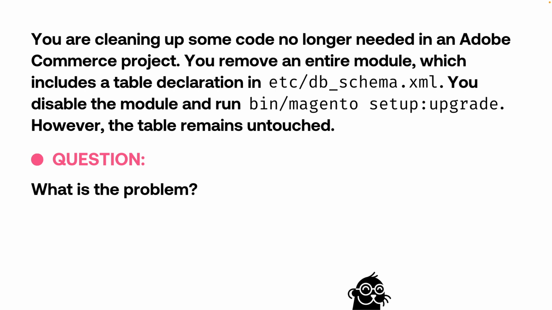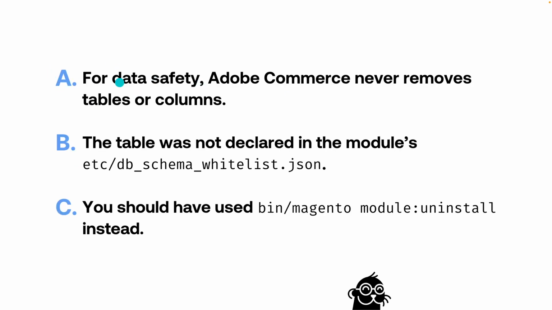You are cleaning up some code no longer needed in an Adobe Commerce product. You remove an entire module, which includes the table declaration in etc/db_schema.xml. You disable the module and run bin/magento setup:upgrade. However, the table remains untouched. What is the problem? Three answers here. A: For data safety, Adobe Commerce never removes tables or columns. B: The table was not declared in the module's etc/db_schema_whitelist.json file. Or C: You should have instead used bin/magento module:uninstall.